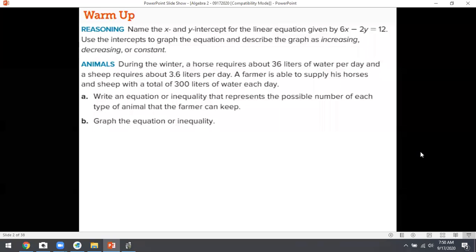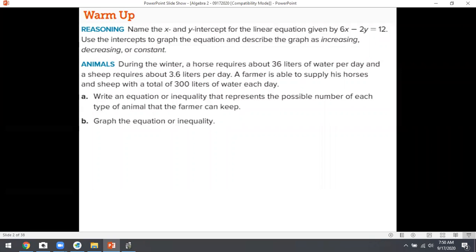Morning, everybody. Let's go ahead and do our warm-up real quick. So today, a couple word problems involving graphing linear inequalities or equations.